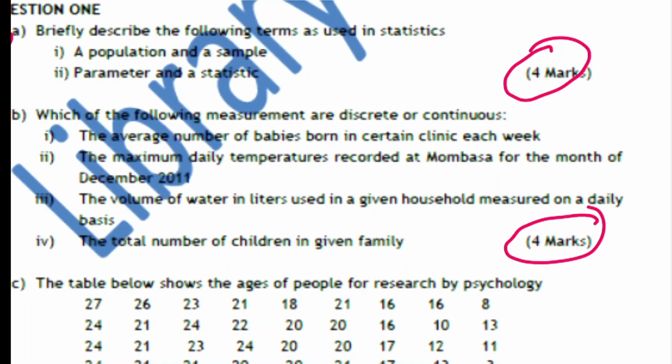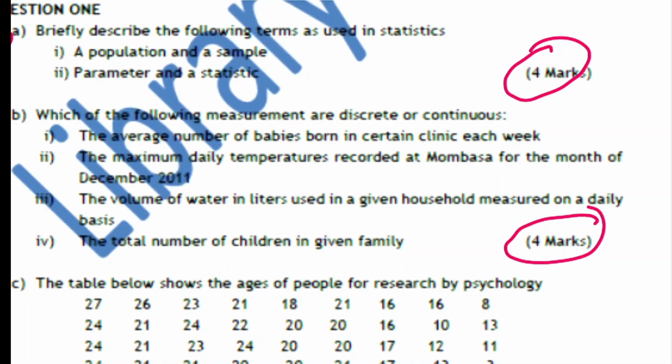Number two, the maximum daily temperatures recorded at Mombasa for the month of December 2011. The minimum daily temperature recorded at Mombasa for the month of December 2011. Is it discrete or continuous? Rahma? Okay, Nana? Rahma might be away. Continuous. Okay, thank you.